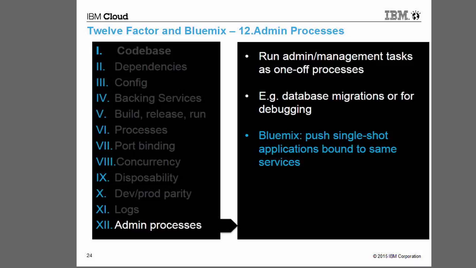Bluemix provides a single shot, the application that can be bound to the same services. Also, having a console to access the production system is a critical administrative task and a debugging tool. Every major language and framework provides that, and Bluemix has that capability, where you can look at all these services, push the application, and see everything in a single shot. An example is database migrations, which are mainly for debugging. If you see any migration aspects, that is one of the admin processes you should be aware of.